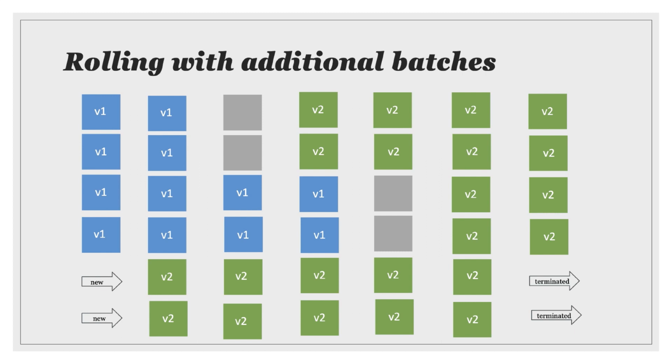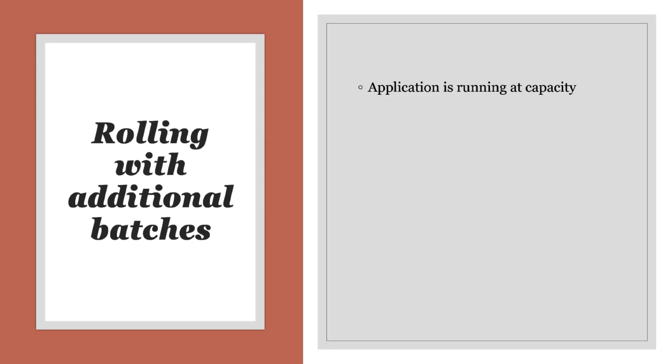So we just deploy the additional batch over here to ensure that we don't lose the capacity. But the downside of this deployment strategy is that it will incur you some additional cost because you have to pay for 2 extra instances. So let's see the features right now. The application is running at capacity.